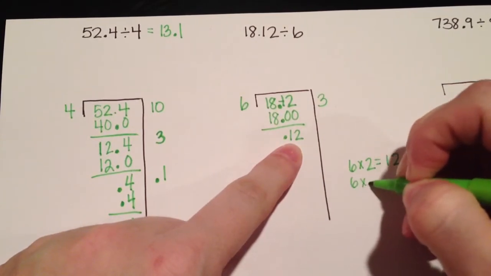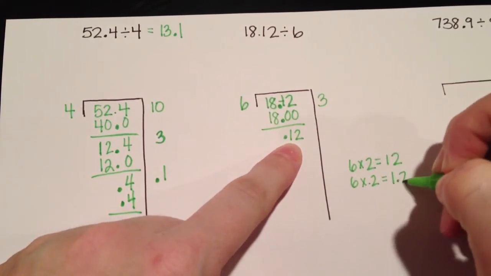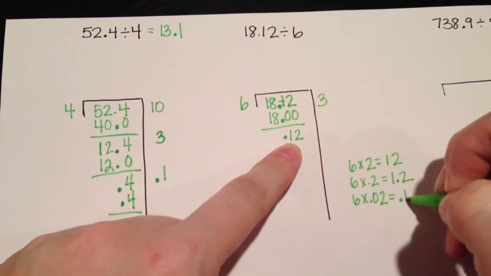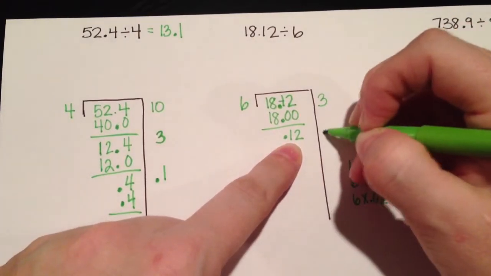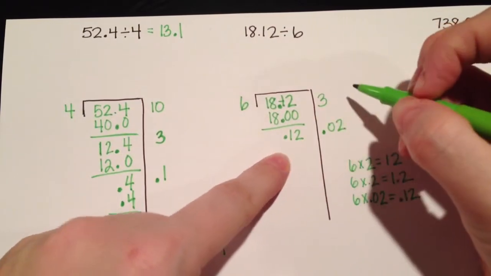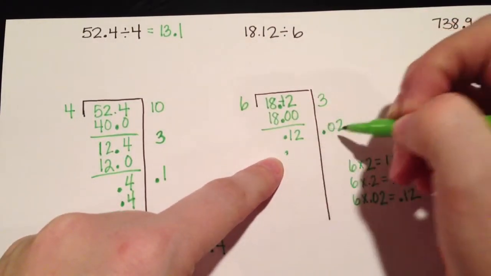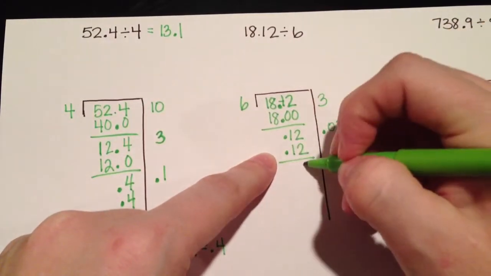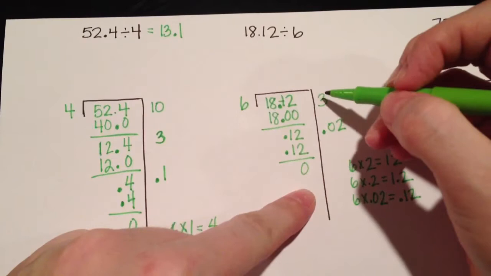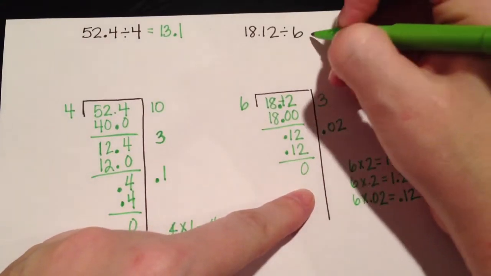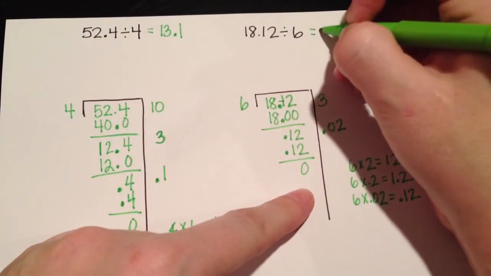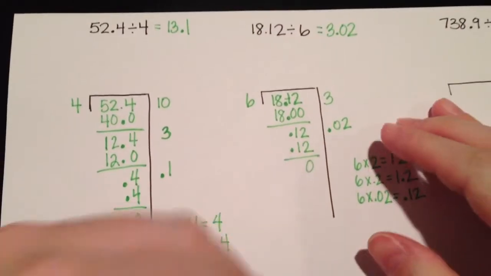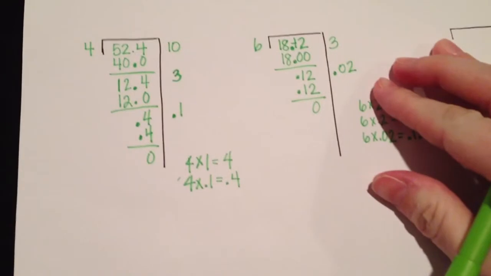That means 6 times 2/10 is 1 and 2/10. That means that 6 times 2/100 is 12/100. And 2/100 times 6 is 12/100. We get 0. So our answer to this one is 3 and 2/100. Remember, you can always go back and check your division by multiplying.